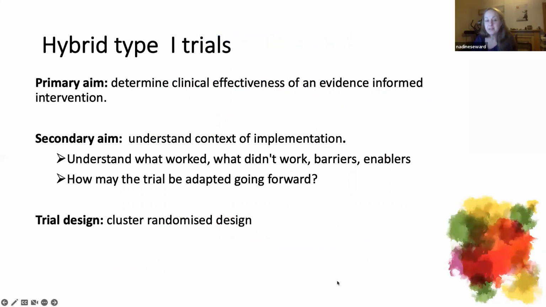So if we move on to the specifics of a hybrid type 1 trial, our primary objective is to look at the clinical effectiveness of the evidence-informed intervention that we've adapted. Our secondary aim is we look at the context of implementation. What are the barriers and enablers? What worked, what didn't work? How can we adapt the trial going forward? And it's usually a cluster randomized trial.